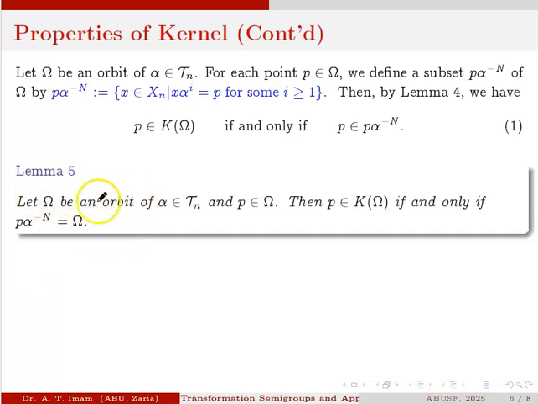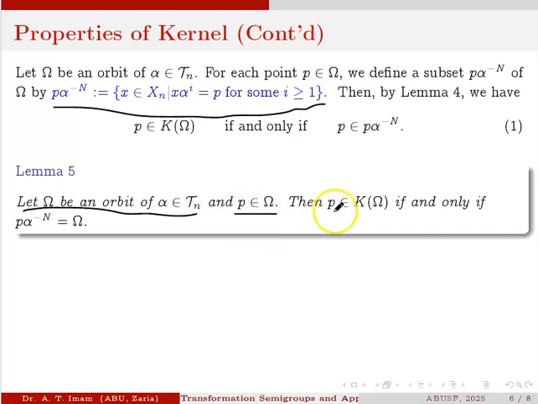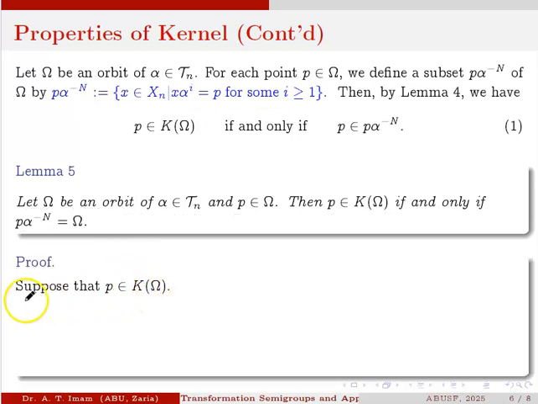So the next observation is to look at the characterization of the orbit in terms of this subset, that is the set of all eventual images of a particular point of omega. So if you consider an orbit of omega of alpha in Tn, and a point P of the orbit, then the point P will belong to the kernel of the orbit if and only if the set of all eventual images of P coincide with the entirety of the orbit. So we look at the proof of this.